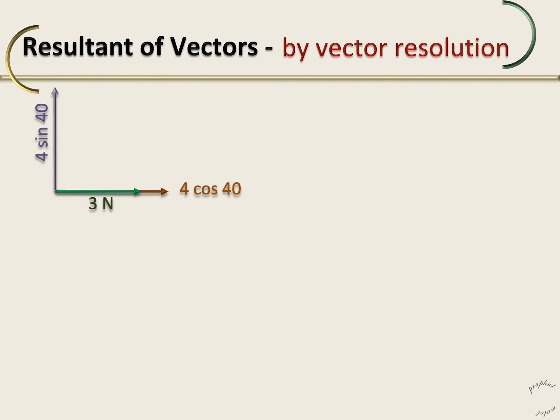Now the situation looks very simple because two vectors are already in the same direction and one vector is perpendicular. So I'm going to solve the same direction ones first. I'm going to calculate 4 cos 40 and 4 sin 40. Now you can directly add 3 Newton and 3.1 because they are in the same direction. So you get a single vector with a value 6.1 and the other one is 2.57, which is exactly perpendicular.